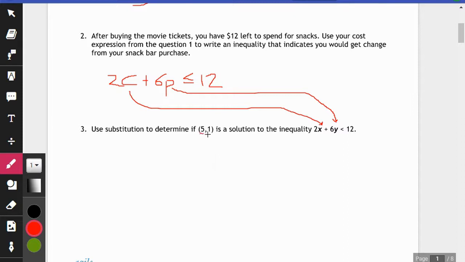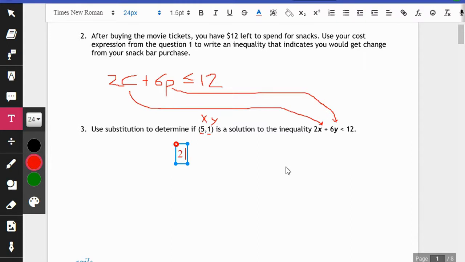Okay, so let's see. Notice the part of why they're saying that using X and Y is because points are always X, Y. Always. We never put the letters in a different order. X always comes first. So let's find out if 2 times 5 plus 6 times 1 is less than 12. Well, 2 times 5 is 10, plus 6 times 1 is 6.